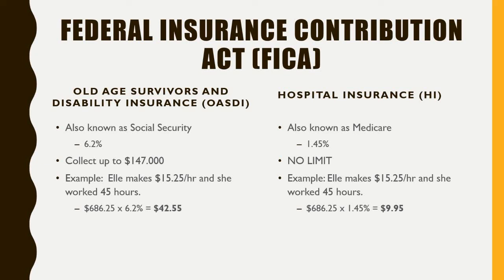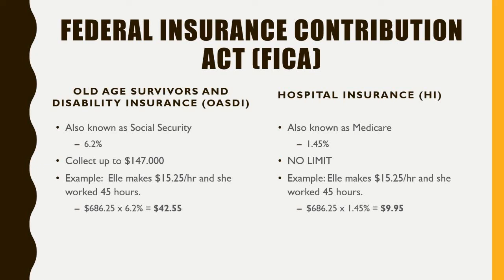Now, since it's based on gross pay, if L earned $15.25 per hour and worked 45 hours, she earned a total of $686.25. So multiply that by that 6.2%. She is subjected to pay $42.55 to her own Social Security. Okay?